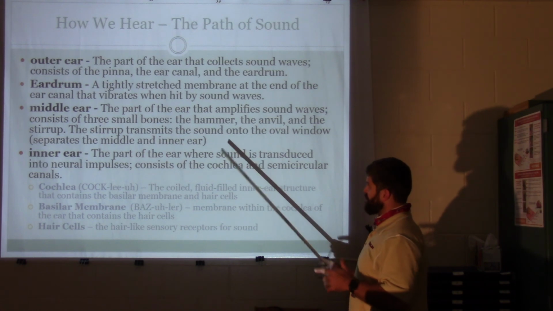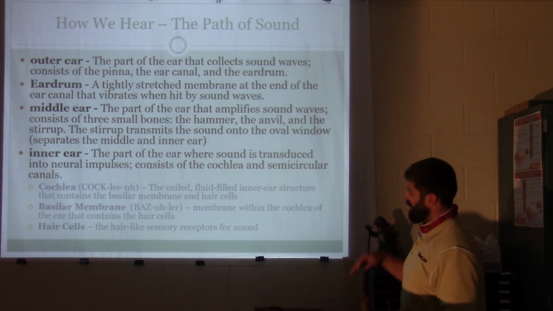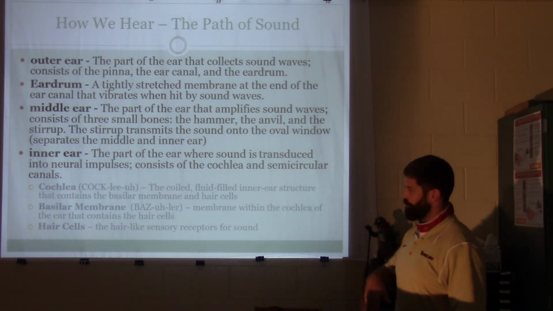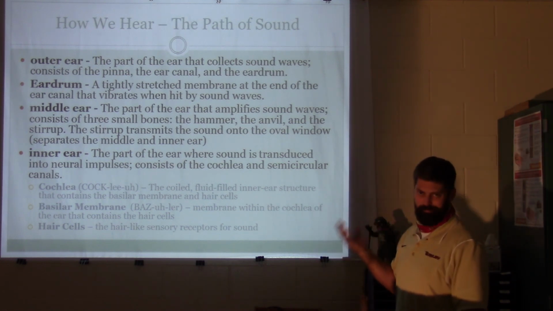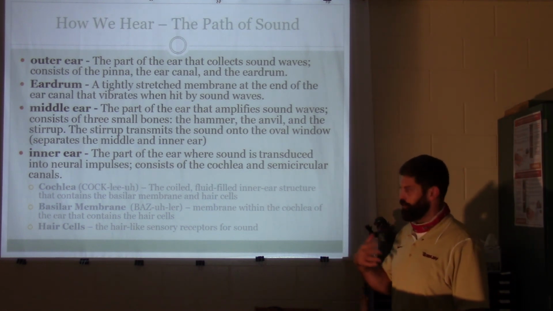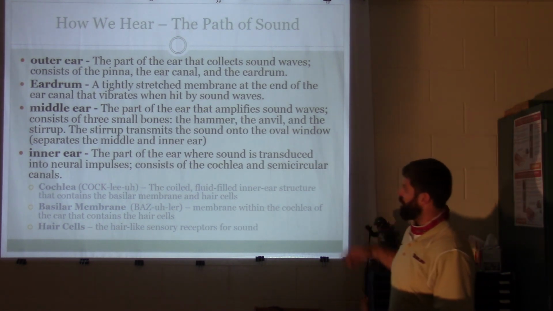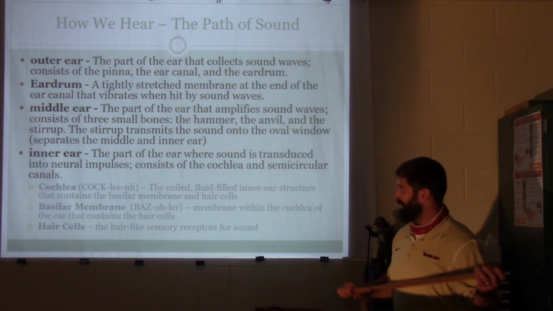This is the part of the ear that amplifies sound waves, and it consists of 3 small bones, the hammer, the anvil, and the stirrup. We'll take a look at these things in a little bit. They literally look like those things, that's why they're called those things. The stirrup transmits the sound onto the oval window, and that separates the middle and the inner ear.